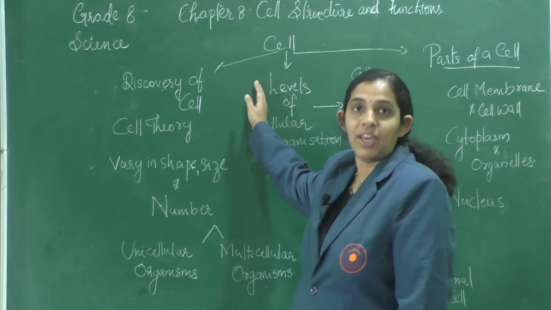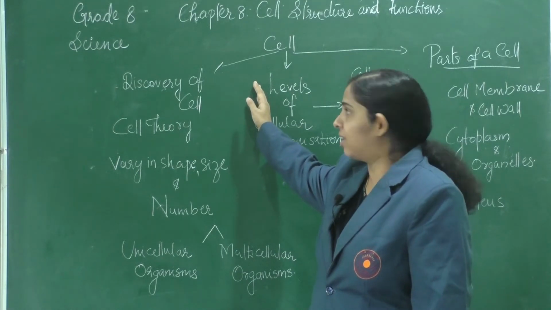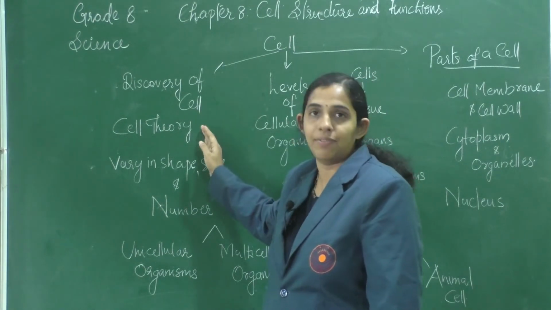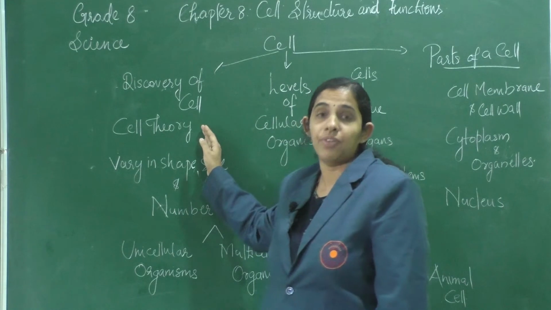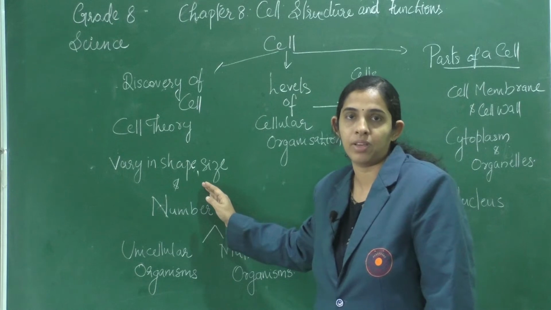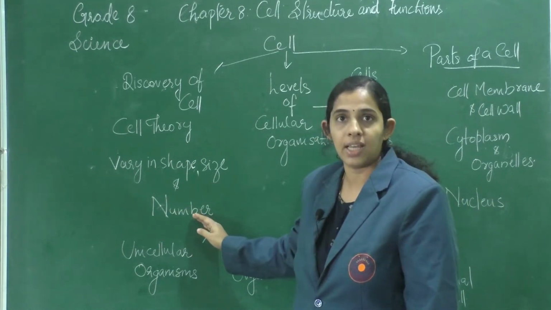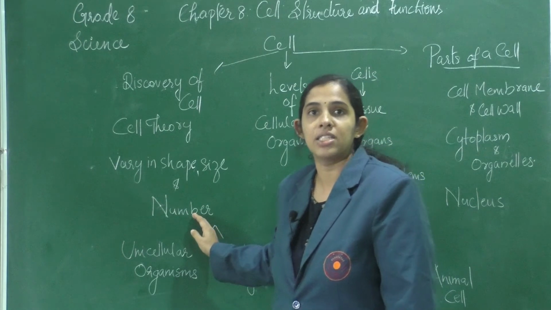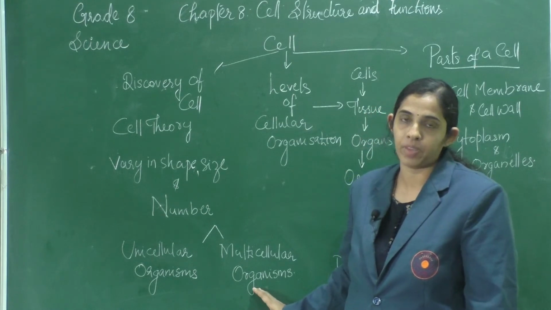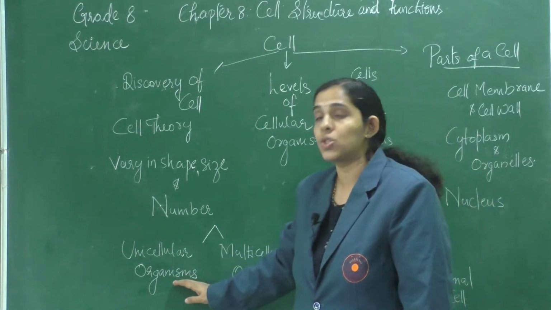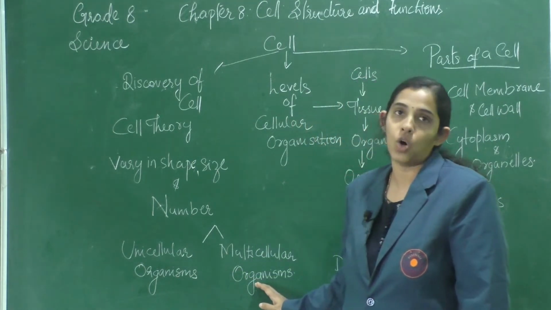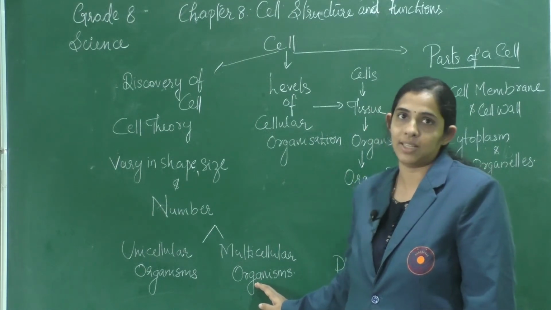In the first section, we have discussed what we mean by a cell and the discovery of different parts of the cell. Also, we have discussed cell theory. We have seen cells may vary in their shape, size and number. Based on the number of cells, organisms can be classified into two: unicellular organisms and multicellular organisms. Unicellular organisms consist of only a single cell, whereas multicellular organisms consist of more than one cell.